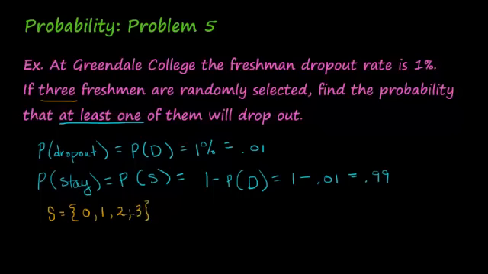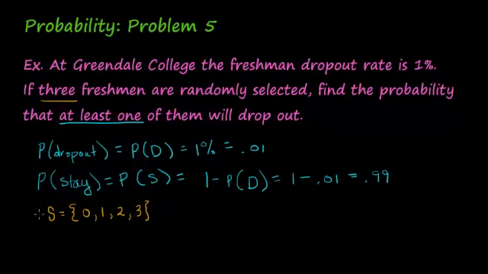So the probability of at least 1 dropout: 0 dropouts, 1 dropout, 2 dropouts. I said all 3 there, but all 3 drop out. Sorry, that was an error. So 3 represents all 3 students drop out. None of them return the following fall.